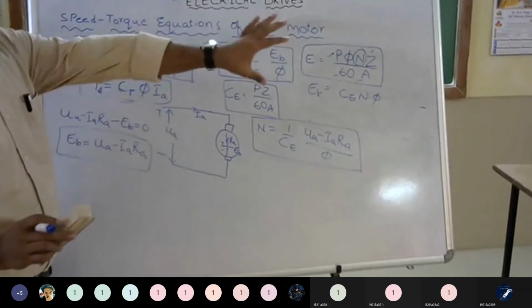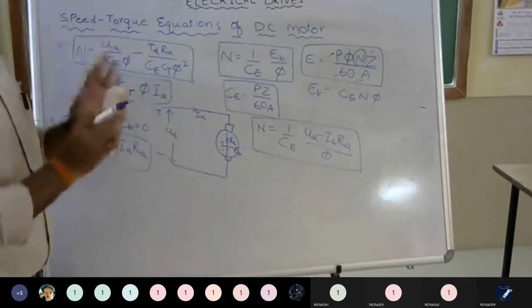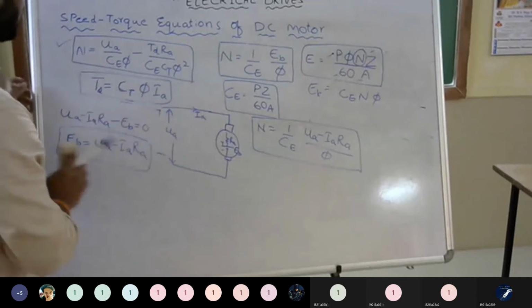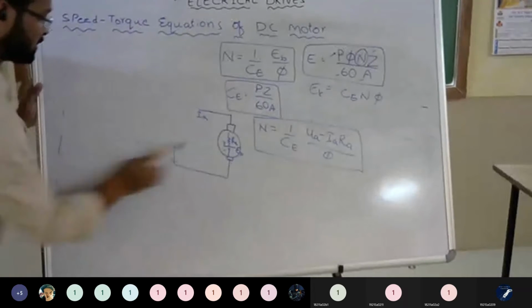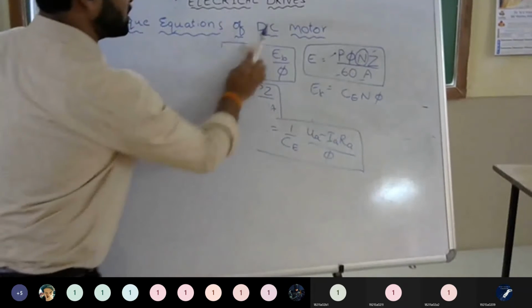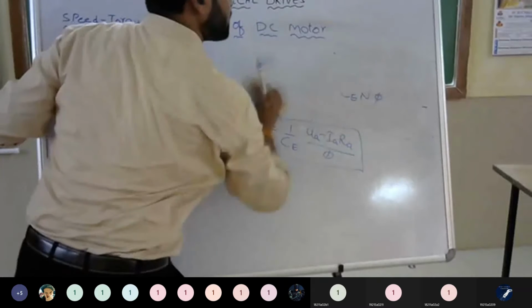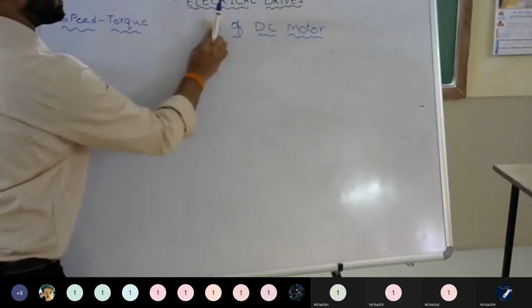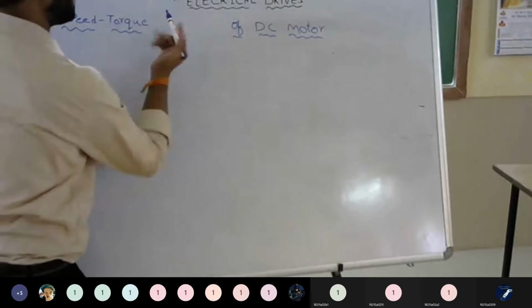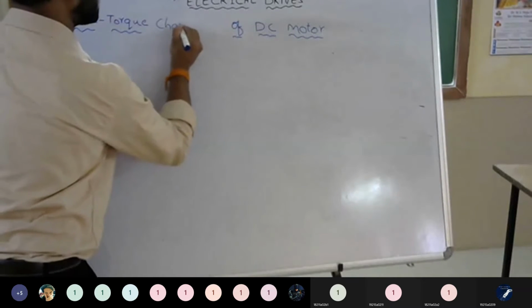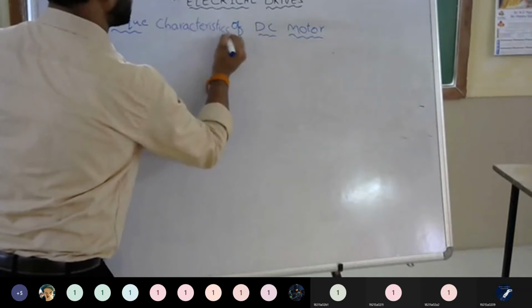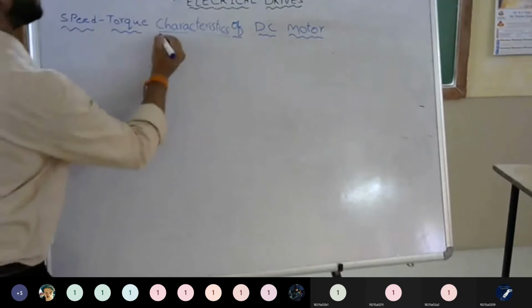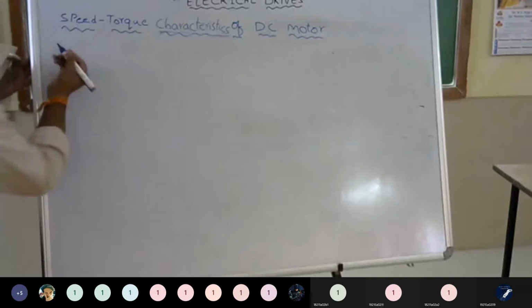Now how will these equations become the characteristics? We can observe in waveforms what the characteristics are. For that, I am removing all this and will write only the main equations. Then we will see what the characteristics are. Instead of equations, we'll see the speed torque characteristics.